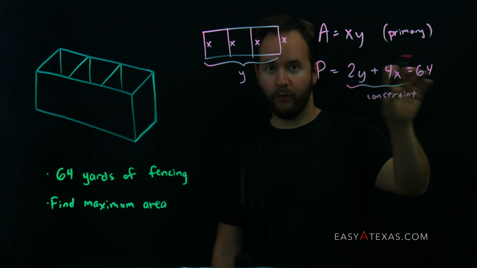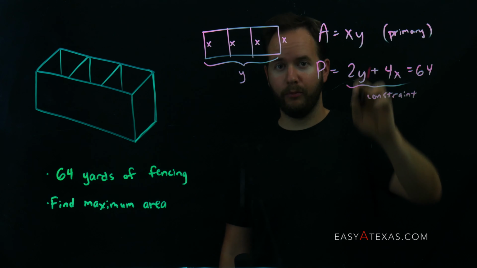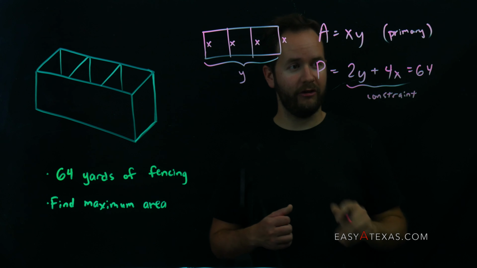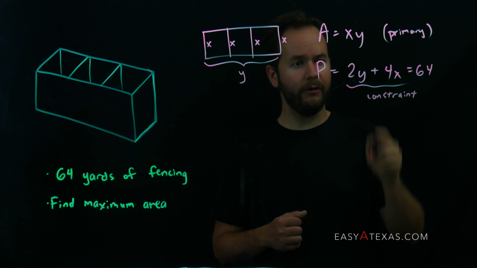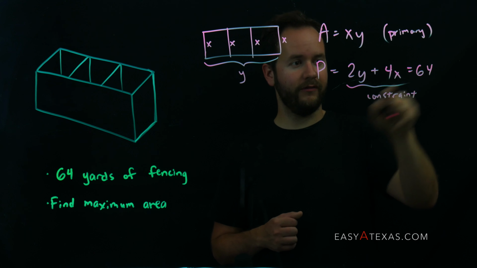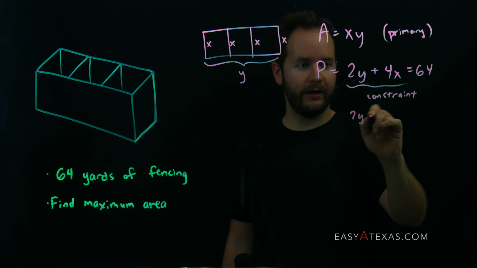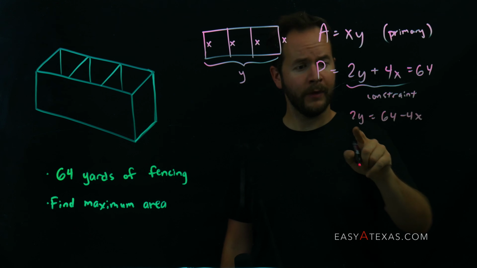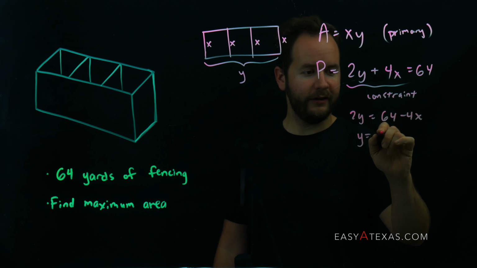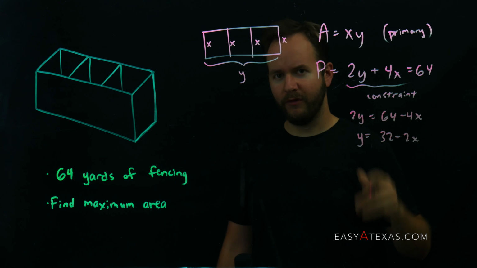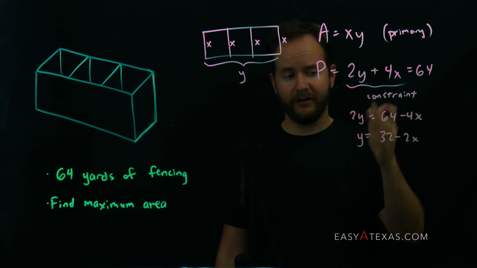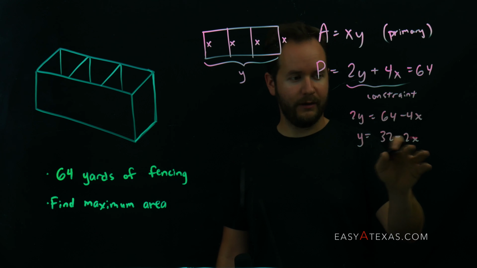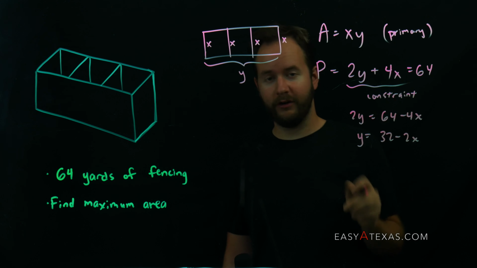So we're going to solve for one of the variables in the constraint and plug it into our primary. That's always one of the steps that we use for optimization. So I'm going to solve for y. That's going to entail subtracting 4x over, so I get 2y equals 64 minus 4x, and then dividing both sides by 2. It doesn't really matter what variable you decide to solve for, but I opted to solve for y because it's going to give me some nice numbers here. I'm not going to get fractions as I would if I tried to solve for x.